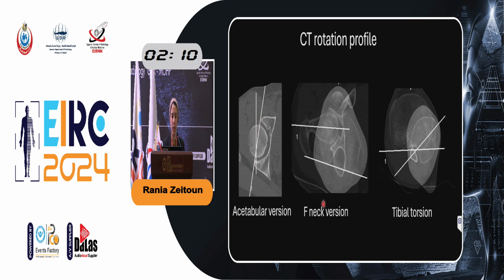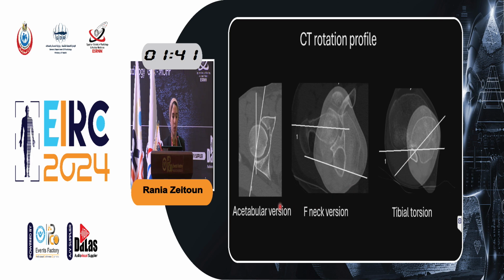The femoral neck version angle is the angle between 2 lines, one of them connecting the midpoints of the femoral neck and the femoral head, and the other one parallel or tangential to the distal transfemoral condyles. And the third angle is the tibial torsion, between 2 lines, one of them tangential to the posterior tibial plateau, and the other one transmalleolar, connecting the midpoints of the medial and lateral malleoli.